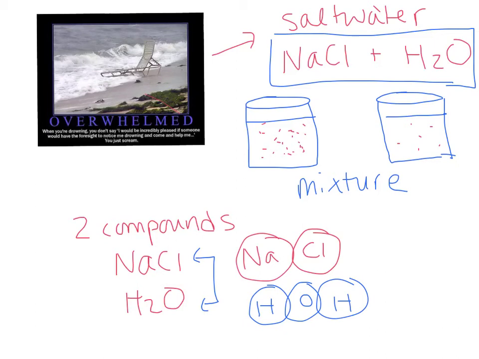Now we can take it one step further and say that these compounds are made up of elements, right? The sodium chloride is made up of two elements, while the water is also made up of two elements, hydrogen and oxygen. There's no unit that we can break this down into any smaller than an element.